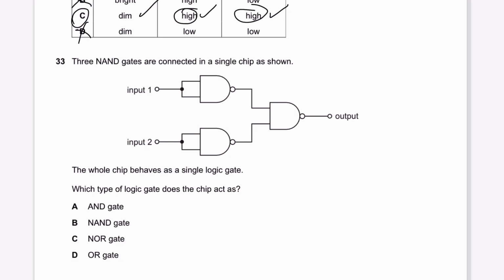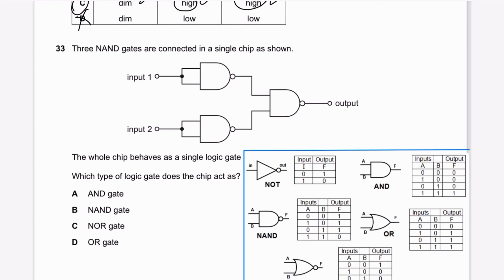The whole chip behaves as a single logic gate. What type of logic gate does the chip act as? हमारे पास 3 NAND gates हैं. ठीक है. अब let's just use some values to get the output.